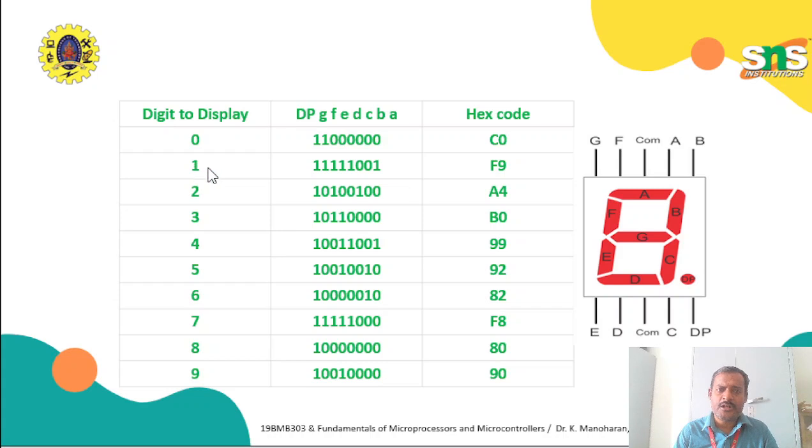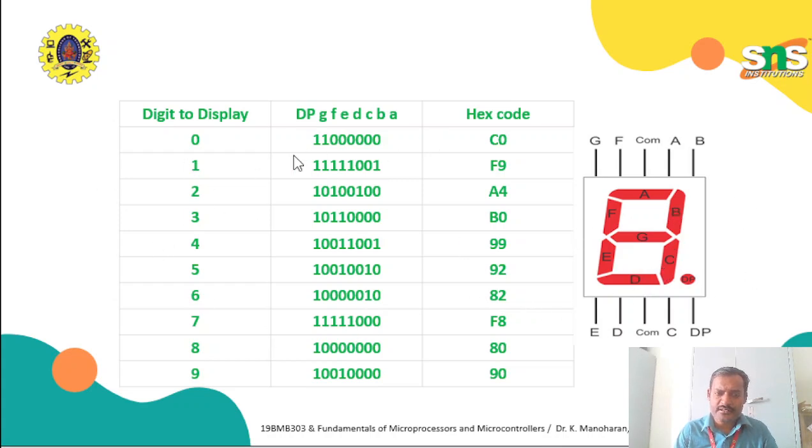Similarly, for example, I want to display 1. So 1 means B and C are to be turned on, and the remaining should all be turned off. So look at this. This is C and this is B. I am giving zeros to them, and the remaining all I am giving 1. So what happens? Only the B and C segments will be on and the remaining will be off.